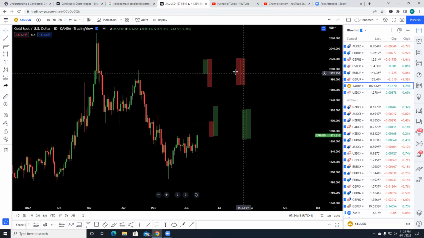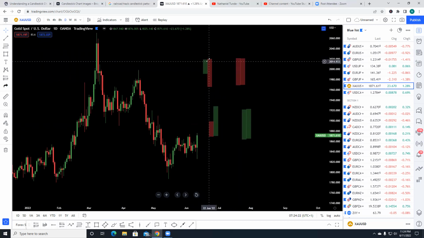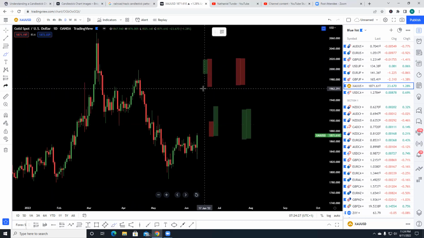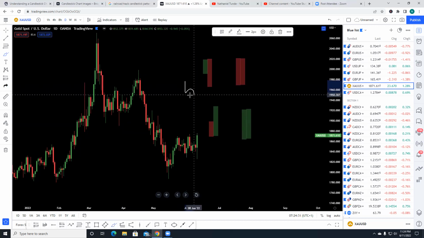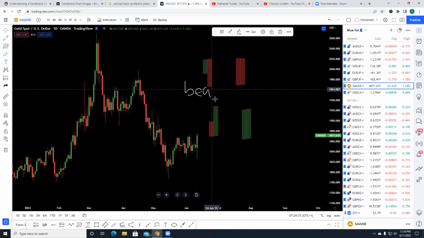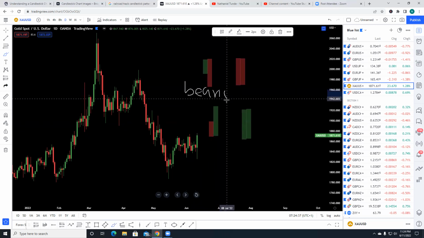All right. So the first type of candlestick pattern that I want you to take note of has to do with the bearish one. This is what is called the bearish engulfing pattern.